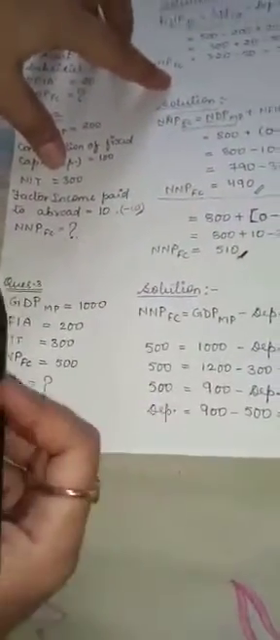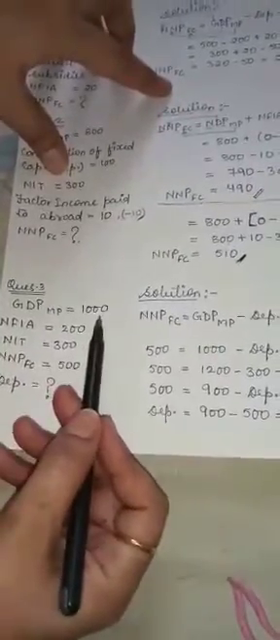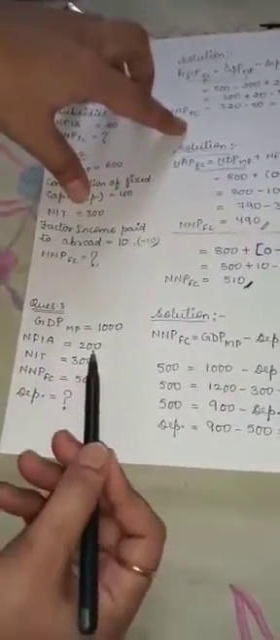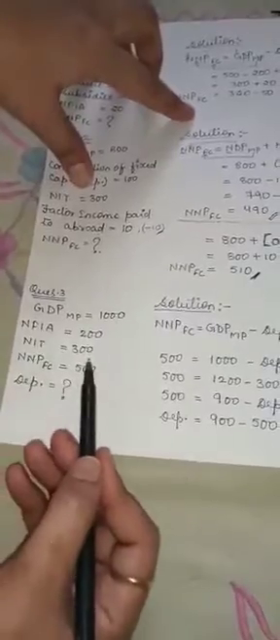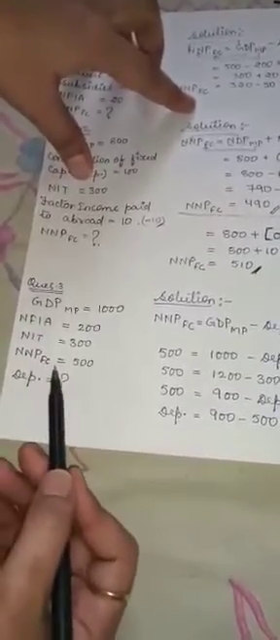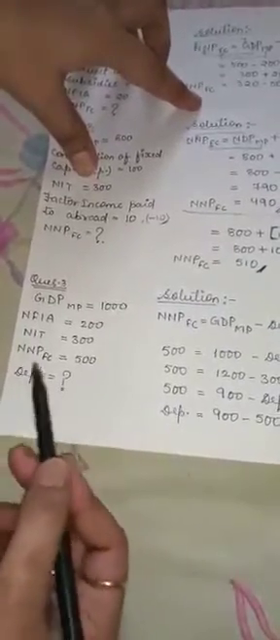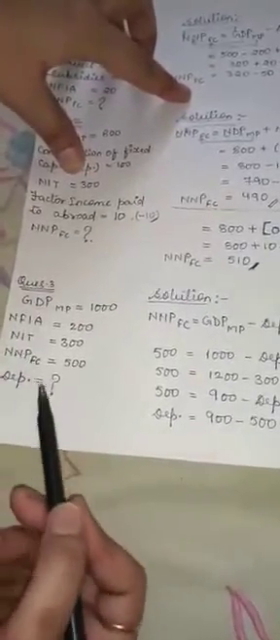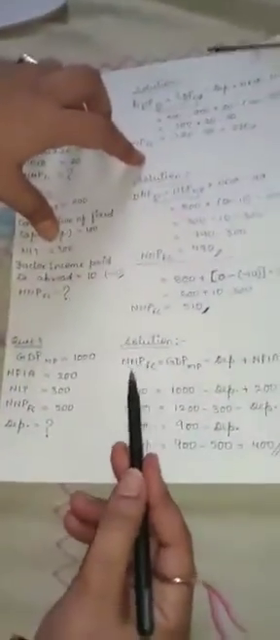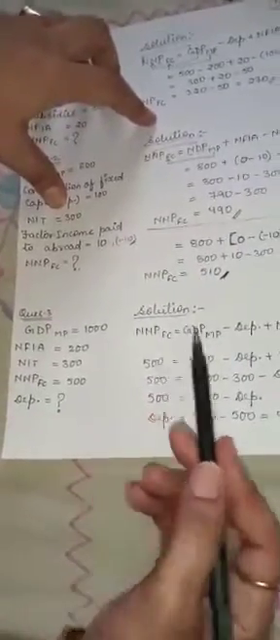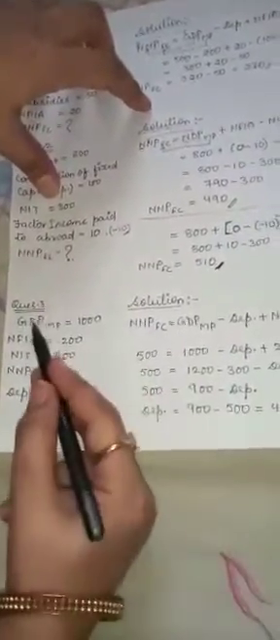Here GDP MP is given as 1000 rupees, NFIA is 200 rupees, net indirect taxes are 300 rupees, NNPFC is 500 rupees, and we have to find out depreciation. Now in this we have to find out the depreciation. So let's develop our formula first. NNPFC is equal to GDP MP, which is given, so we'll write it here.